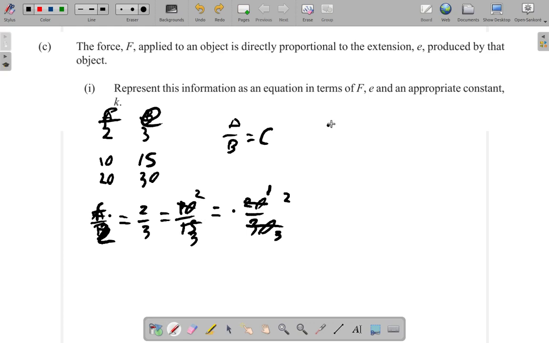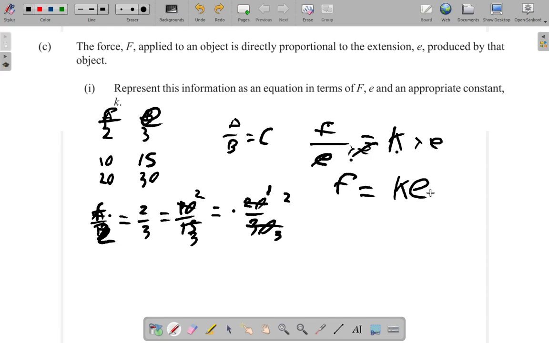So applying our F over E here, F over E is equal to a constant K. So you could also say the force is equal to K multiplied by E. If we multiply both sides by E, the E cancels itself, so you have F is equal to KE. So to represent this information as an equation in terms of F, E, and an appropriate constant K, you have an equation here that you can use. All right. So later then.